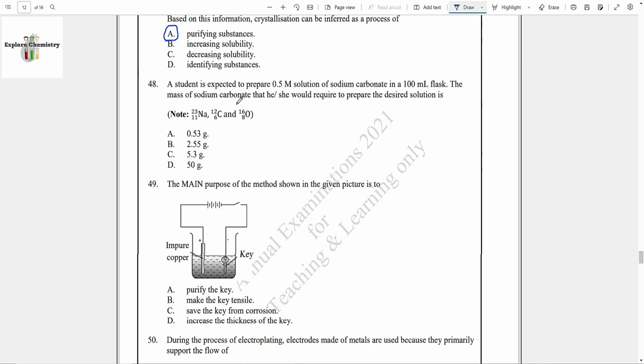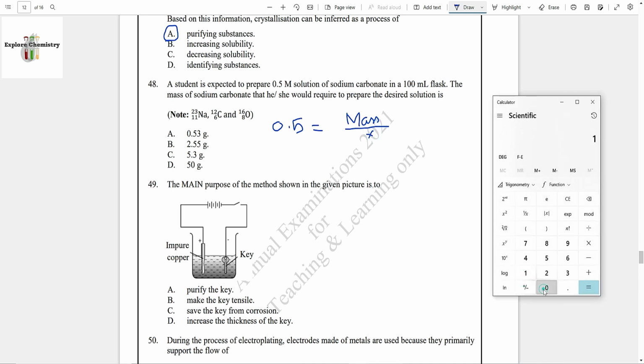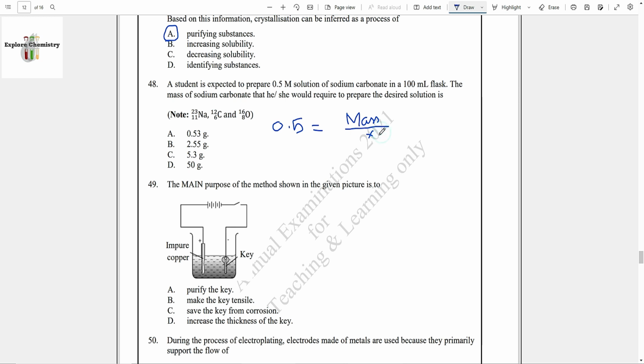Number 48. A student is expected to prepare 0.5 M solution of sodium carbonate in a 100 ml flask. The mass of sodium carbonate that she would require to prepare the desired solution is. Molarity is given, formula I have already told, but here molarity is given. You need to find out mass and molar mass of sodium carbonate you need to calculate, and volume you need to put in liters, not in ml. So first of all, convert volume by dividing it by 1000, you will get 0.1.